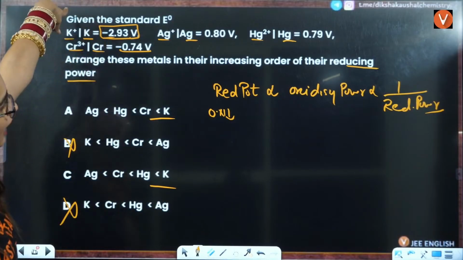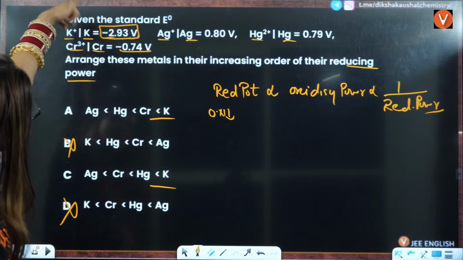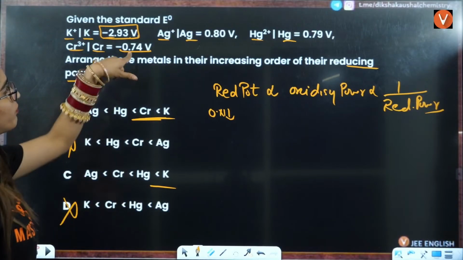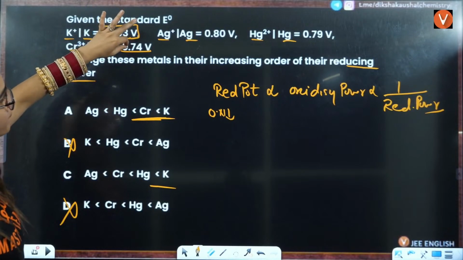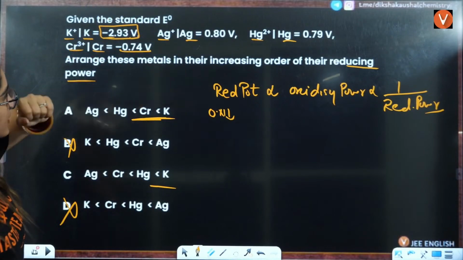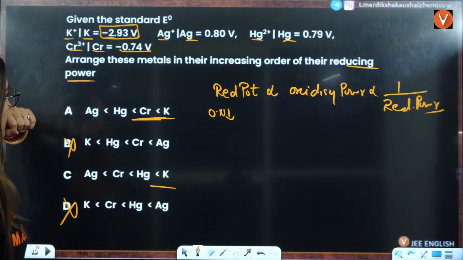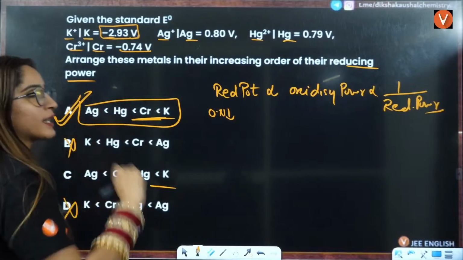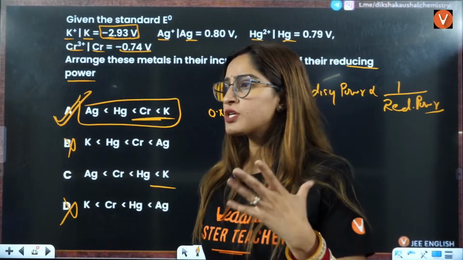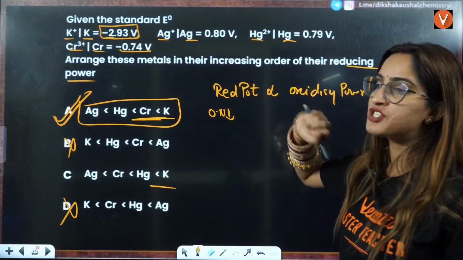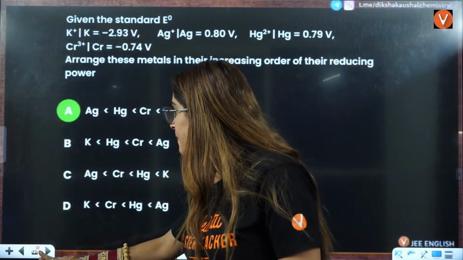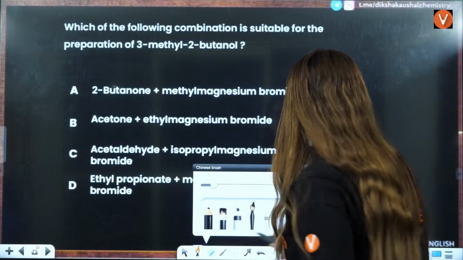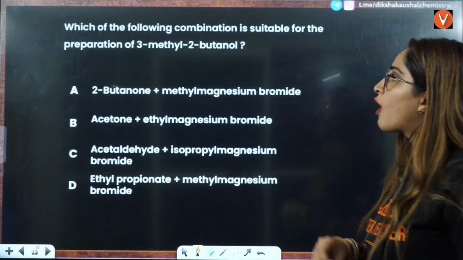Then after potassium, you will have chromium, right? After chromium, you will have Hg, right? Then you will have Ag. So answer will be A is the correct answer here. Right? You just need to know this relation and the variations here. That's it.